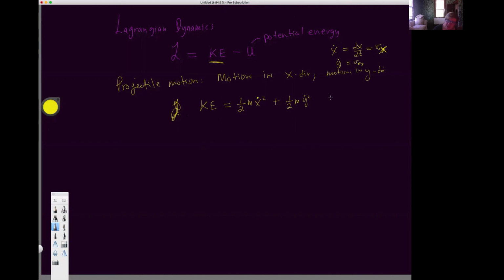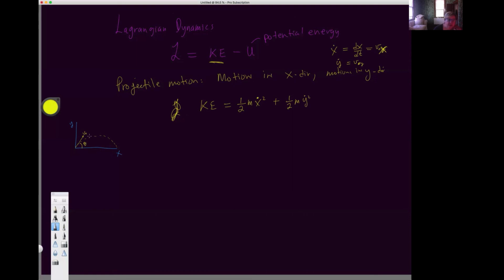What about the potential energy? Well, remember from our picture, this is the y direction, this is the x direction, and our projectile was here, going with a particular velocity, v naught, theta. Its height above the ground is the potential energy. Well, it's related to the potential energy.